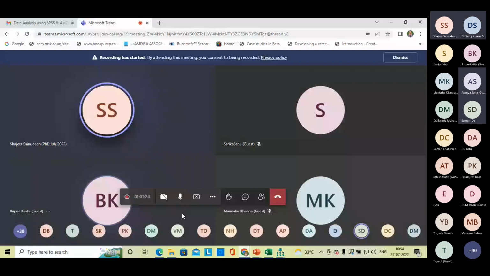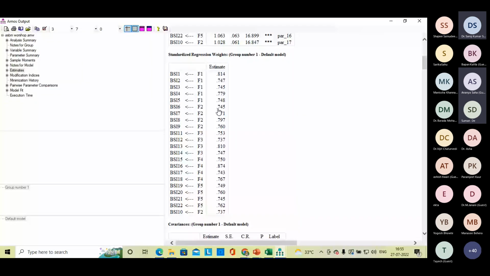Okay. So look here. BSI 1 to F1 is 0.814. All of you got this? Yes, sir. BSI 2 to F1 is 0.747. All of you got this? Yes, sir. Okay. Now these values are appearing here.